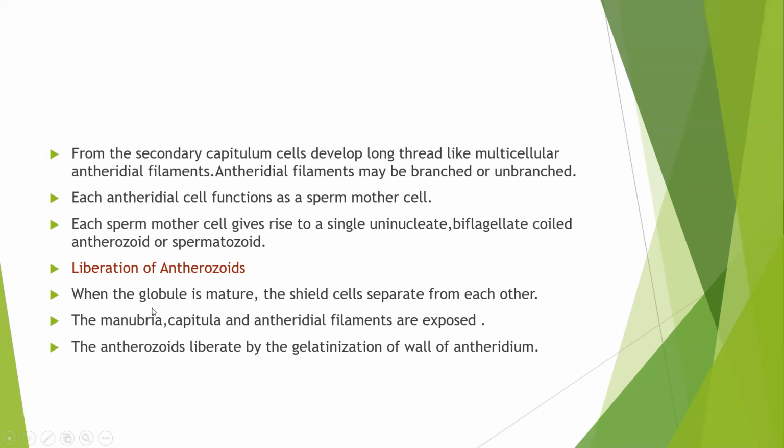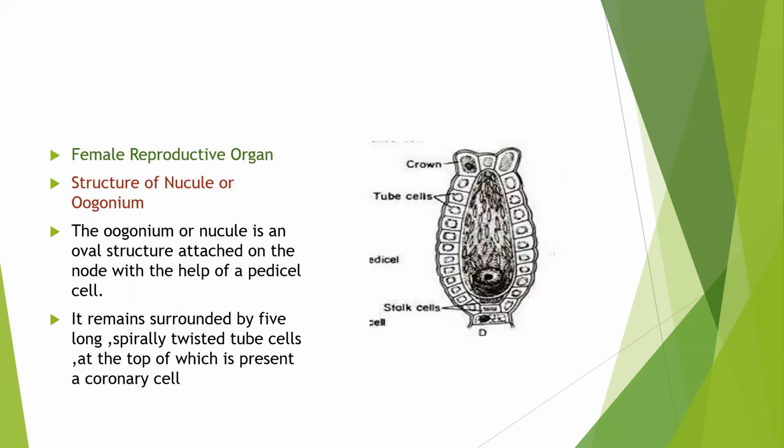When the globule is mature, the shield cells separate from each other, and the manubria, capitula, and antheridial filaments are exposed, and the antherozoids are liberated by the gelatinization of the wall of the antheridium.